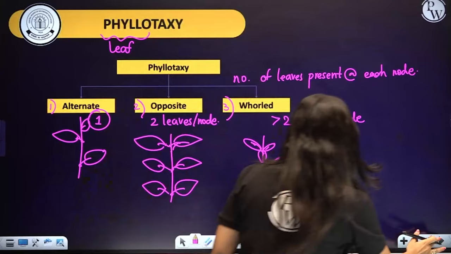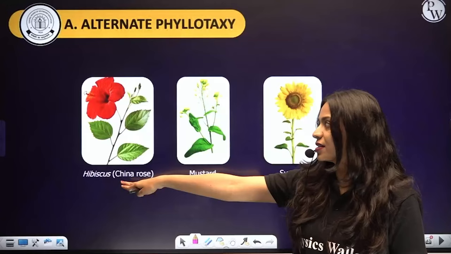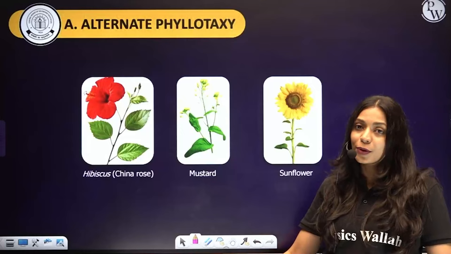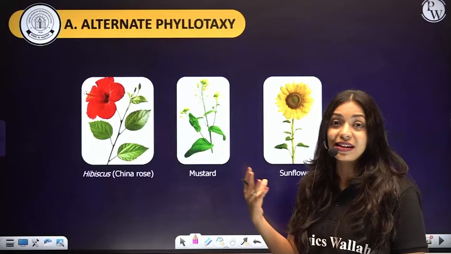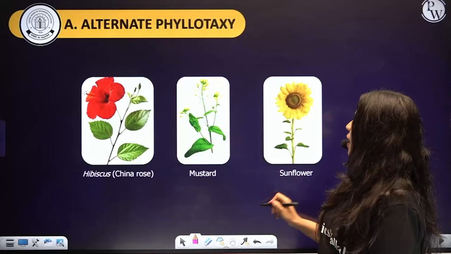Some examples of alternate phyllotaxy are hibiscus. I'm sure you would have seen hibiscus. It is also called China rose. This is a very popular ornamental plant in India, right? It has very beautiful flowers, large flowers. It comes in different colors, but the red, I think, is the most common one. And then you have mustard.